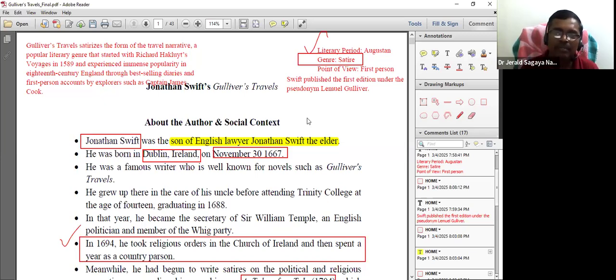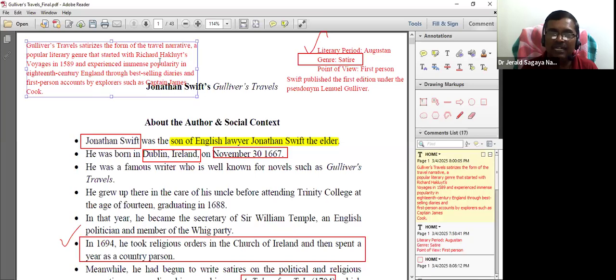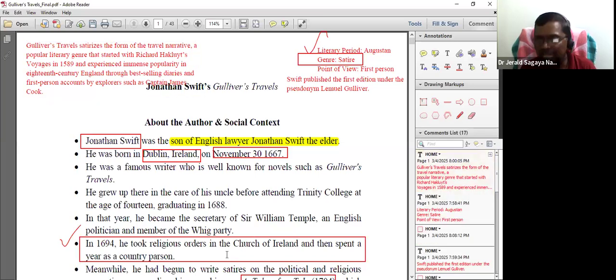Now, Gulliver's Travels, what does it satirize? It satirizes travel narratives. It satirizes the political happenings in England. It satirizes the colonial mindset of the English people. It satirizes the imperialism of the English world.